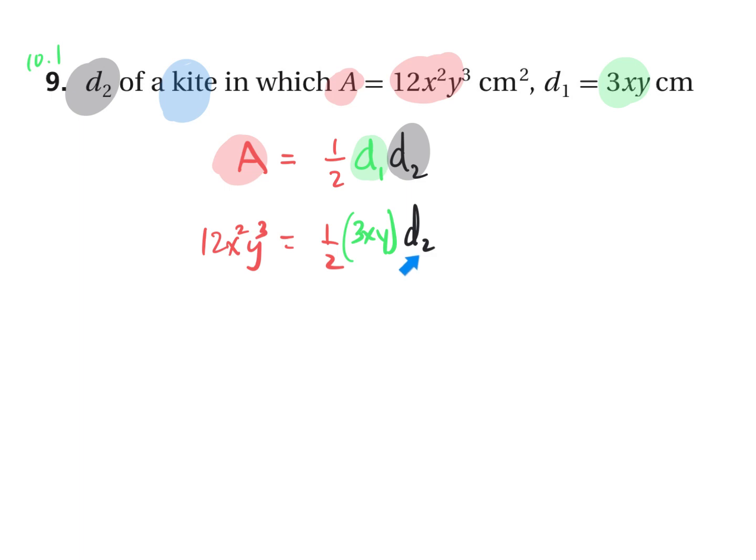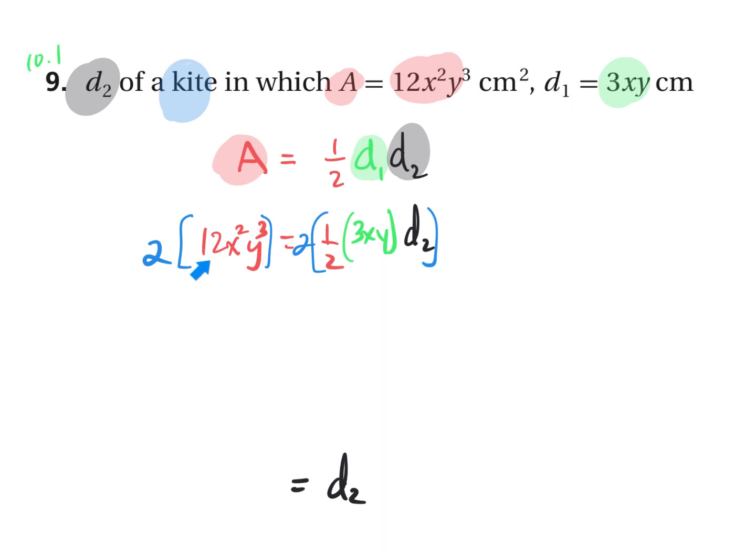We will know that we've solved for d2 when it is all by itself on the right side of the equation. So currently, what's stopping it from being by itself? The 1/2 and the 3xy. So we'll get rid of these by doing the opposite operation. The inverse operation of times 1/2 will be divided by 1/2, which is times 2.